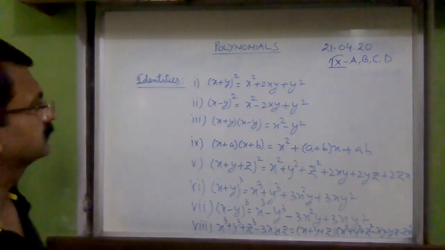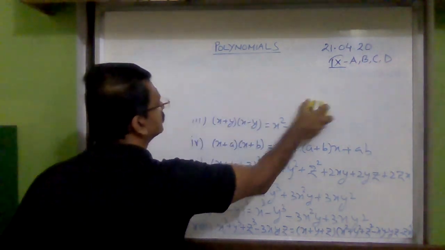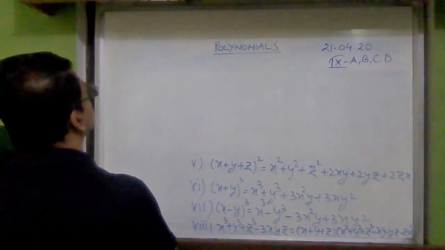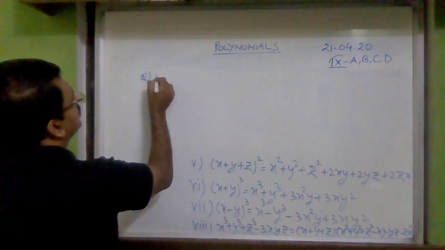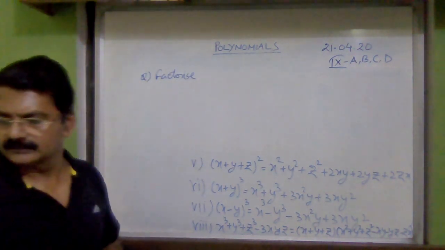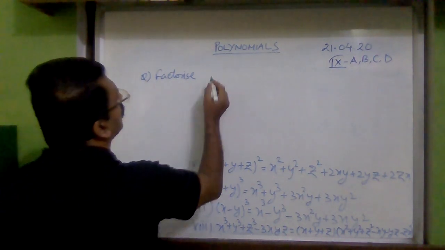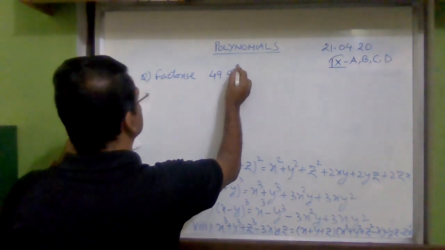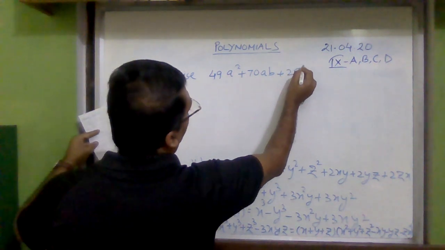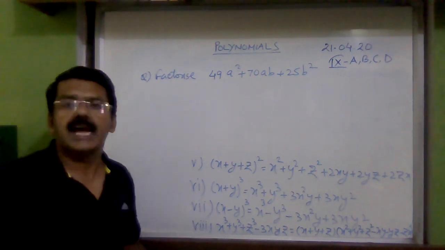Now, an example based on these identities is like this: 49a square plus 70ab plus 25b square. We have to factorize this using these identities.